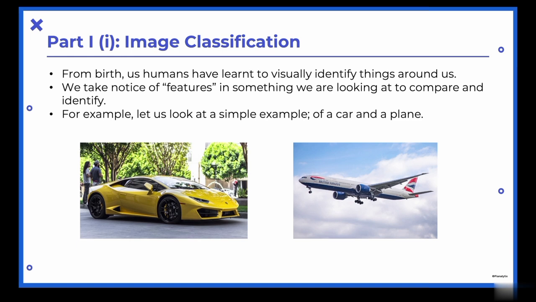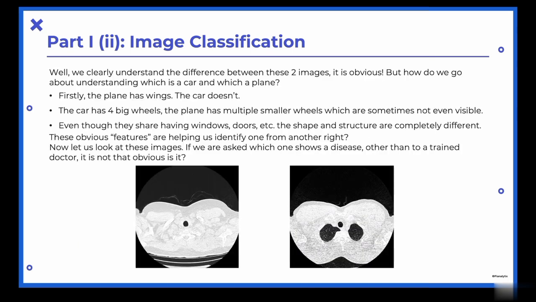We are shown two images here, and it is obvious for us that the left-hand side is an image of a car and the right-hand side is an image of a plane. We clearly understand the difference between these two images. But how do we go about understanding which is a car and which is a plane?